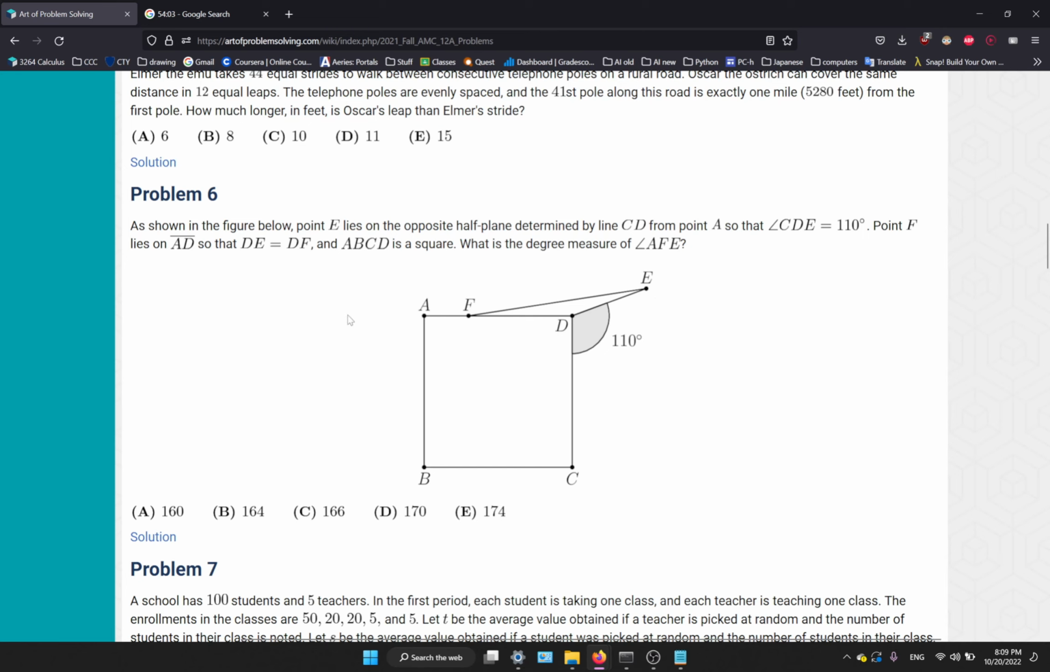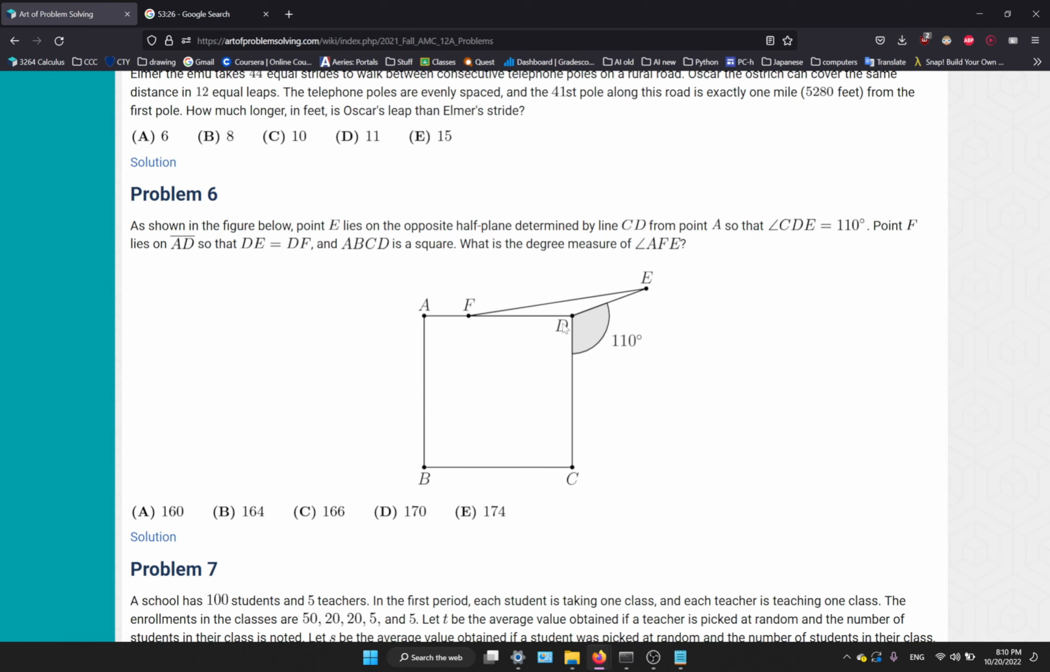So I'm thinking we can find AFE if we find the angle that's supplementary to it, or angle DFE first. And they give us DF equals DE, so we know this triangle is an isosceles triangle. So let's do this. I don't know why they told us it's a square. I don't think that was necessary. F, E, D, and we got 110 here.